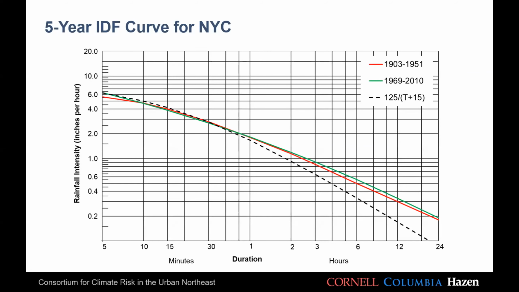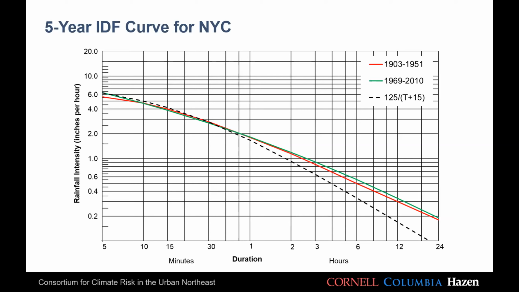And the wastewater resiliency study included an analysis of 15-minute rainfall observations from the 4 main rain gauges in the New York City area, Central Park and the 3 airports, over the period 1969 to 2010, and compared that to the original curve from TP25. And you can see here that they were found to be quite similar. So in this particular case, we did not find a significant trend for the 5-year storm.